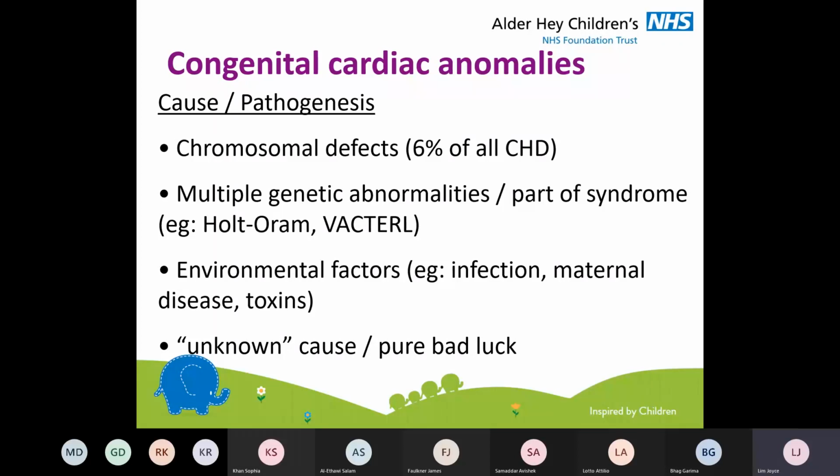We always say that if you have only the heart, there is a possibility of a chromosomal defect. But if you have the heart and other things, then it's more part of a syndrome or chromosomal problem, and therefore this issue of multiple genetic abnormalities or part of a syndrome needs to be considered. For example, things like Holt-Oram or VACTERL association.